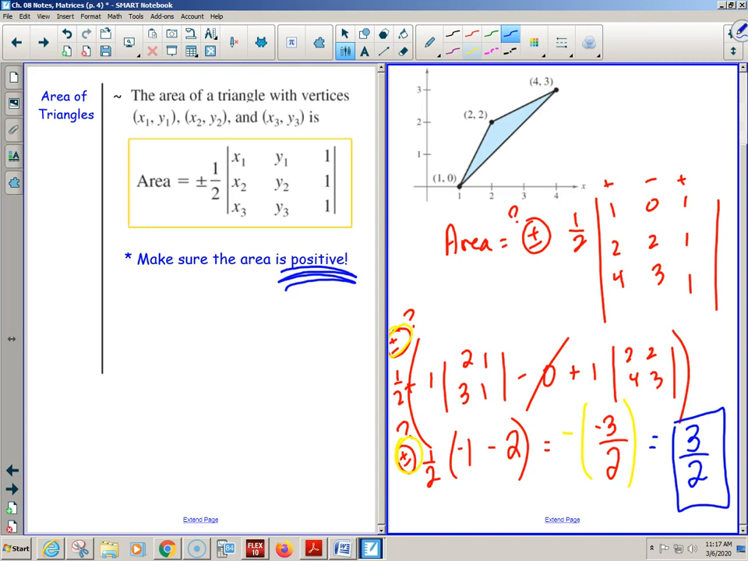What did I do? I took my 3 points in any order. I put in the first, second, third, or the second, third, first, or whatever you want to choose. Put them in any order. Fill in the 3x3 with this whole column of 1s. And then choose any row, any column to solve your determinant. Just a snazzy application of determinants to find area without Herons, without law of cosines, and without lots of baby distance formulas.